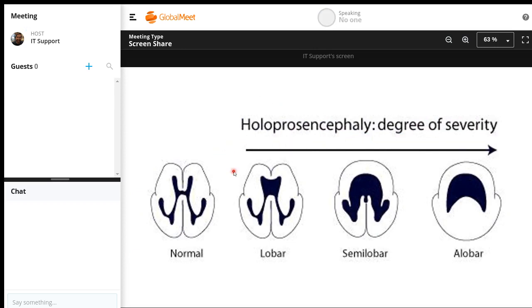So this is the table of the degree of severity. We have our normal, lobar is the least severe, and alobar is the worst. In lobar, we have partial separation of the hemispheres. Semilobar, we have less, and then alobar, we have none. So like microcephaly, the prognosis will depend largely on the severity of holoprosencephaly.